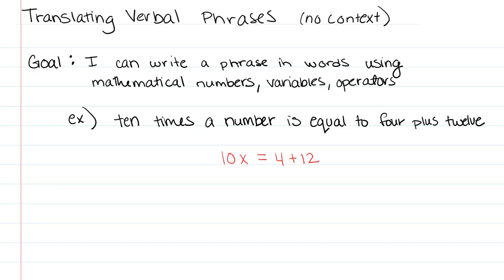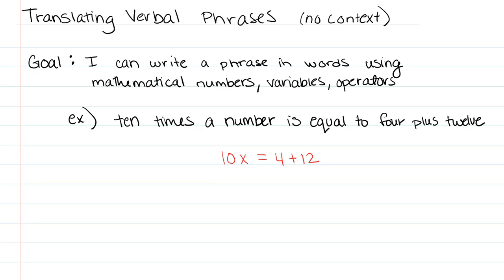In this video, we will be translating verbal phrases into math type. So by the end of this video, we should be able to write a phrase that's written in words using math numbers, variables, and operators. So for example, when I see the phrase 10 times a number is equal to 4 plus 12, I'll be able to write what you see in red, 10x equals 4 plus 12.